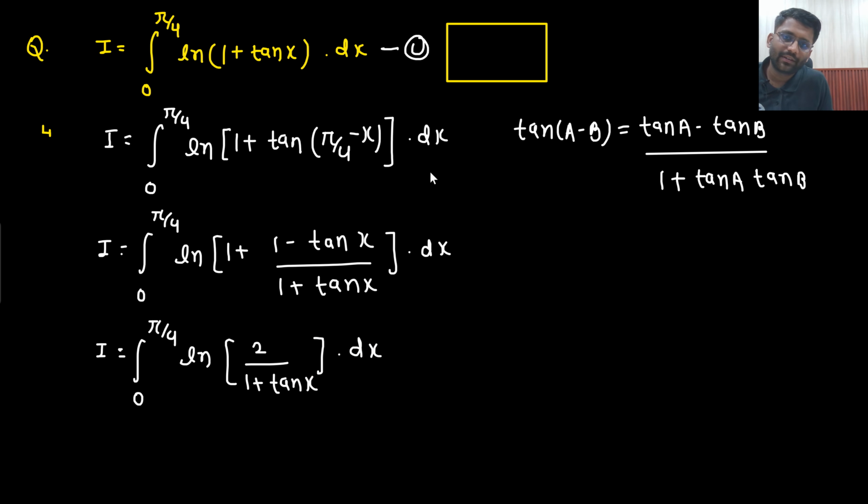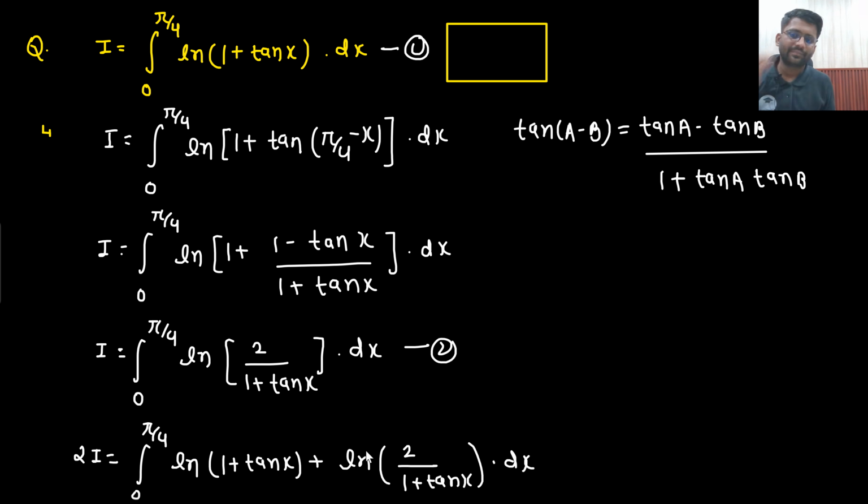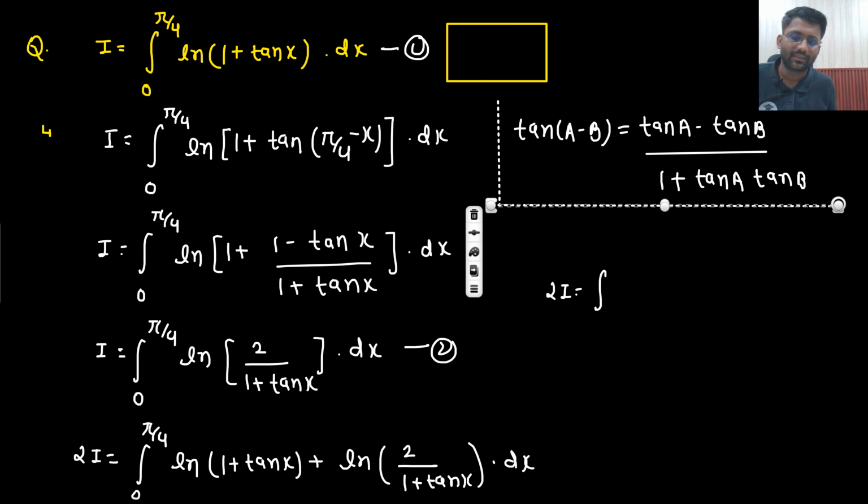This is equation 1, this is equation 2. Add both of them, I plus I will become 2i, 0 to pi by 4, I plus I will become 2i, 0 to pi by 4 ln 1 plus tan x plus ln 2 by 1 plus tan x dot dx. So 2i is coming out to be, this formula we need to remember, which you can keep like this. So 2i is coming out to be 0 to pi by 4.